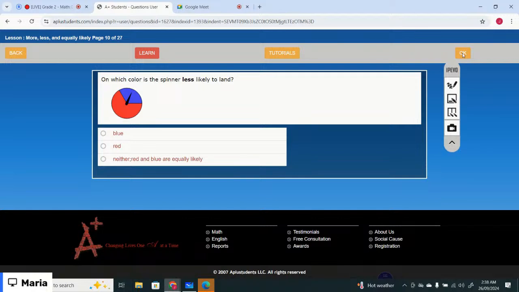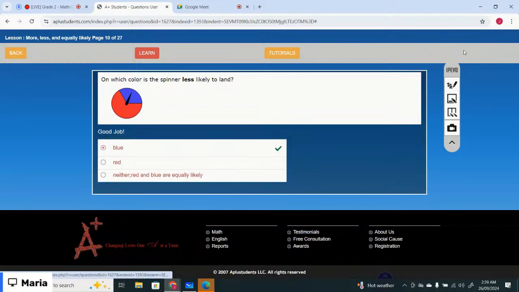On which color is the spinner less likely to land? So which is the correct option? It will less likely land on blue, because the spinner has a smaller blue portion, right? So the correct option is blue. Option number 1 is the correct option.